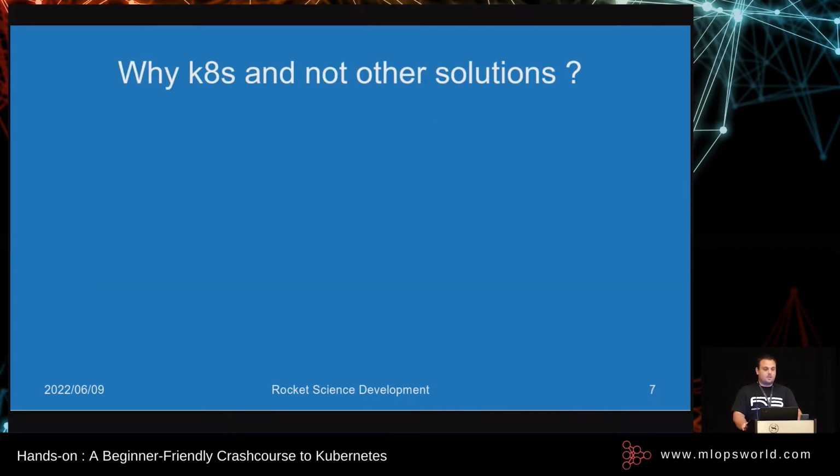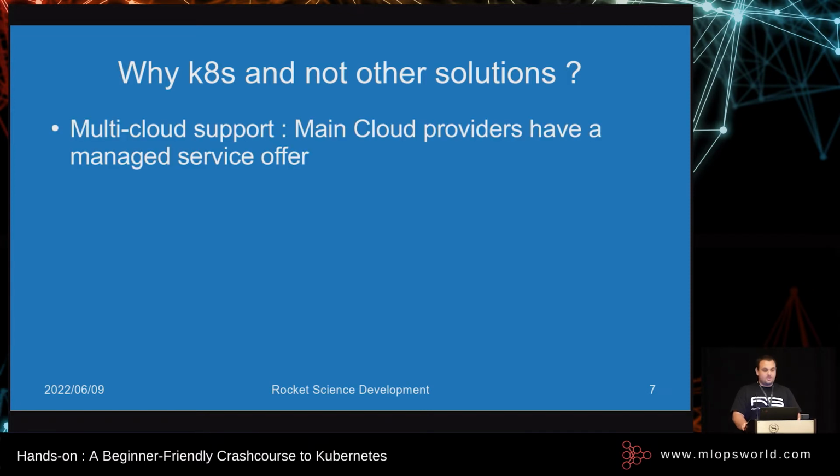So why Kubernetes and not another solution? First, it has multi-cloud support. The main cloud providers have a version. You have GKE for GCP, EKS for AWS, and AKS for Azure. So they have main support, and they have teams who contribute quite frequently to the Kubernetes project itself.